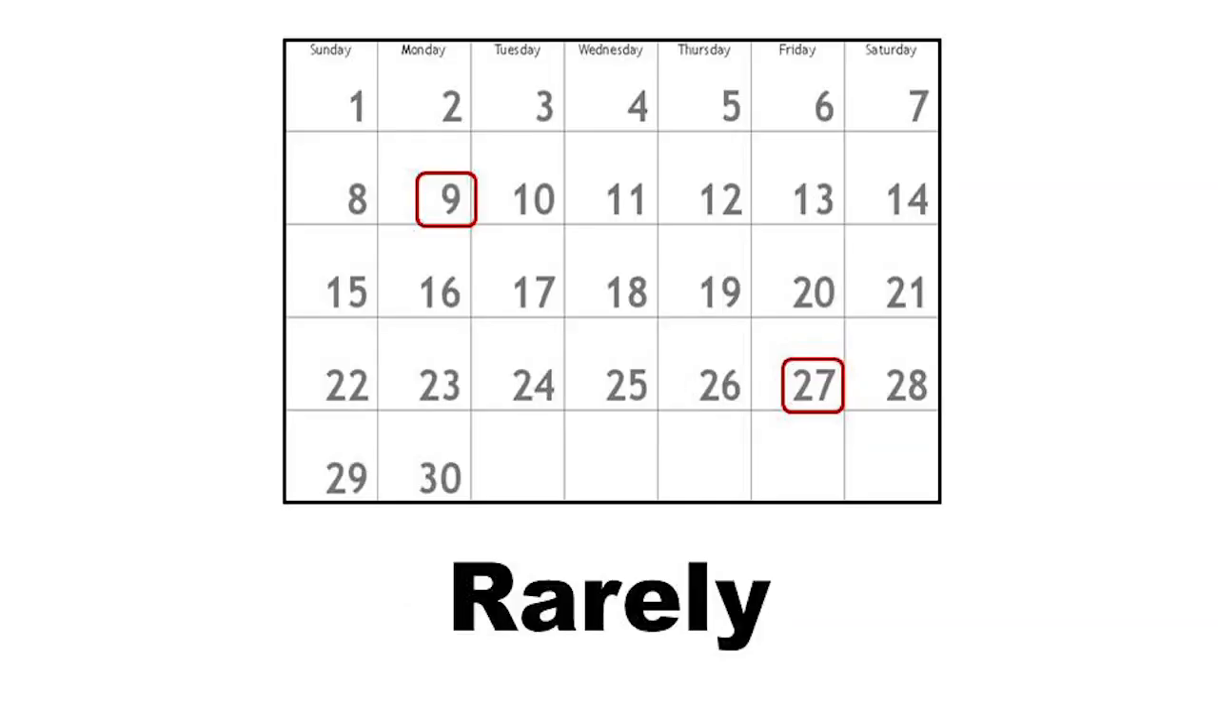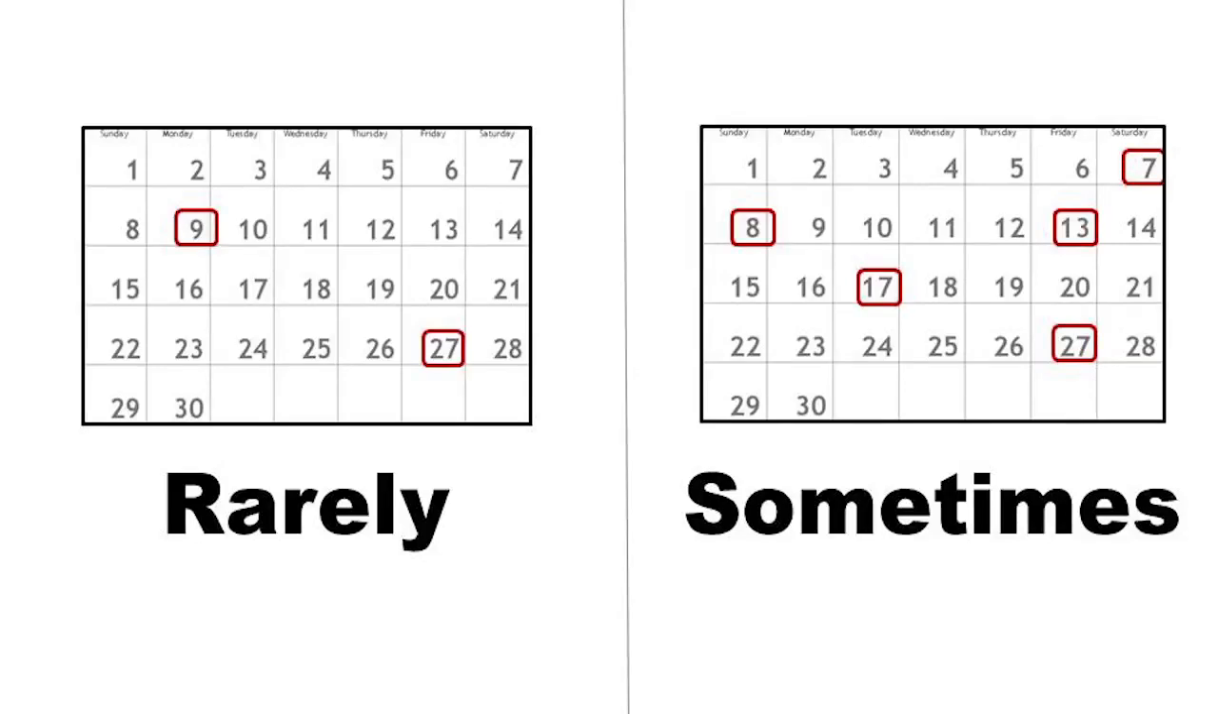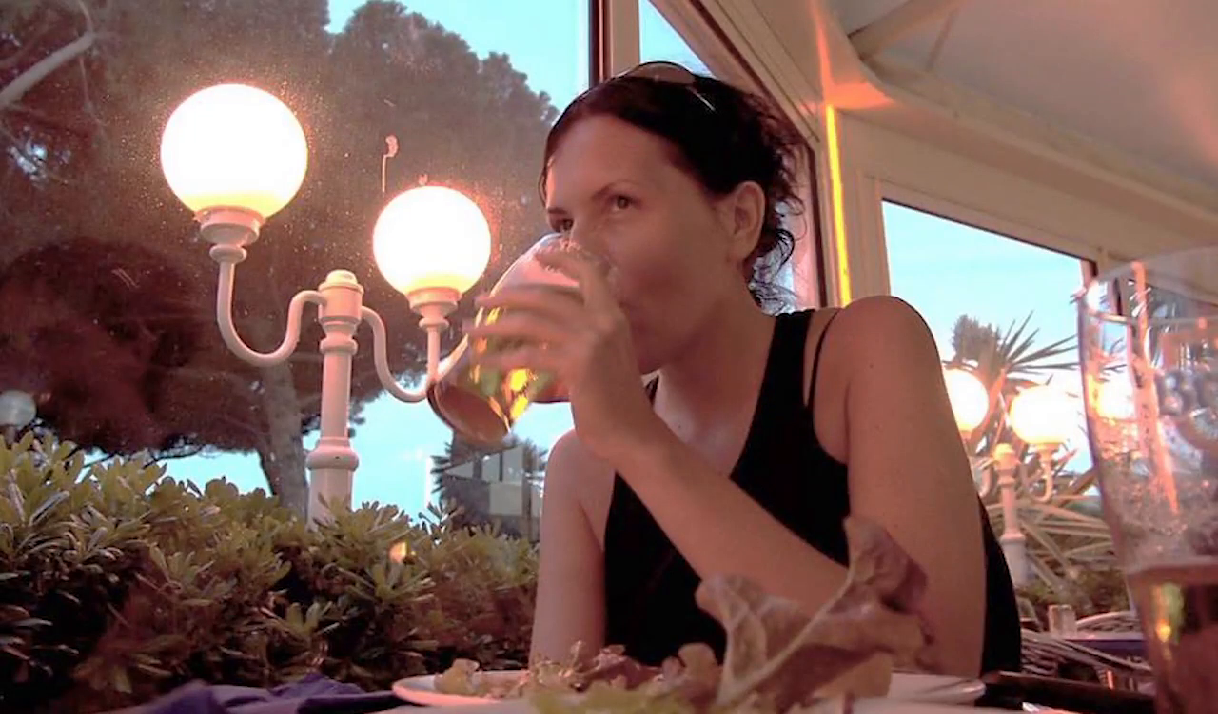Repeat. Rarely. Hours. Explanation. We have 24 hours in a day. Rarely is less frequent than sometimes. Example, they rarely work more than 8 hours. She rarely drinks beer.